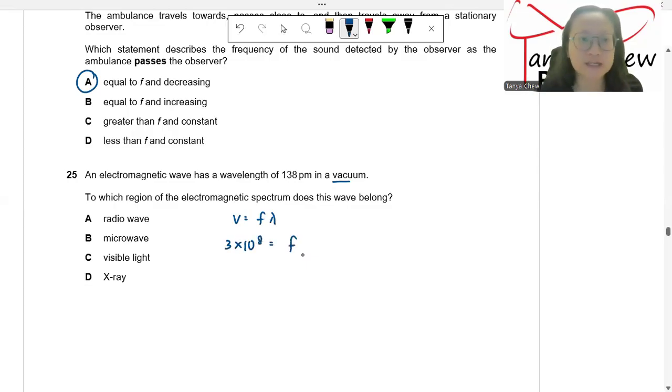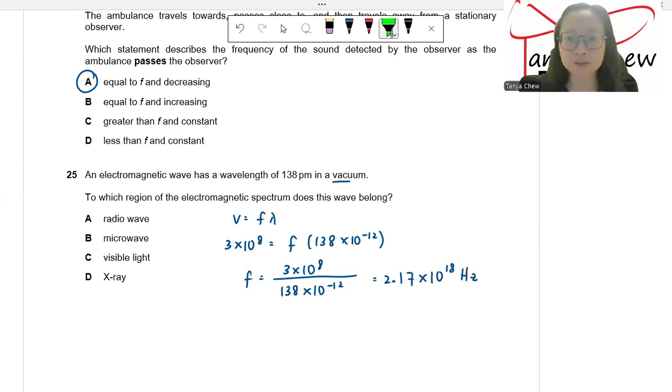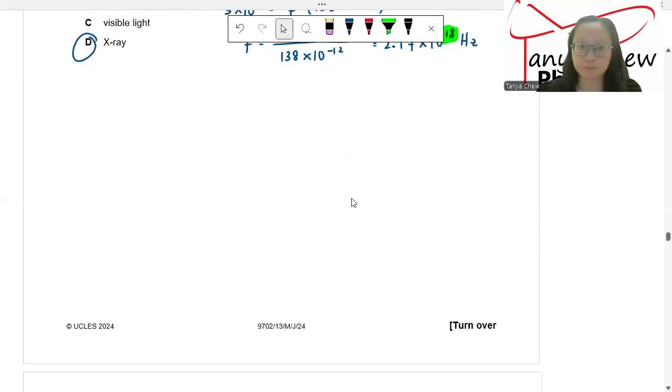I need to find the frequency of this electromagnetic wave first. 138 pico is 10 to the power negative 12. Frequency is 3 times 10 to the power 8 divided by 138 times 10 to the power negative 12. And I got 2.17 times 10 to the power 18 hertz. 18 hertz is in the region of X-ray. Yeah, it is very high frequency.